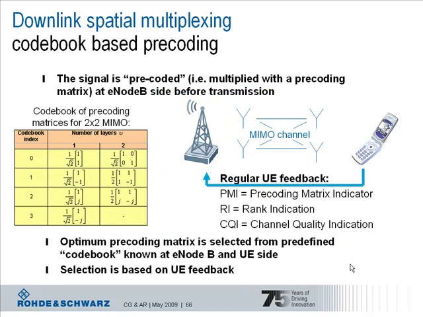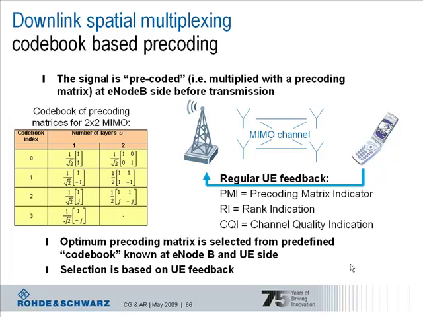Now let's have a look at the downlink spatial multiplexing operation in LTE, which again uses a codebook-based precoding. So what is a codebook? For the 2x2 MIMO case shown here on the left-hand side, this table is taken from the specification. The table effectively contains entries of precoding vectors and matrices, which are multiplied with the signal in the precoding stage of the base station.